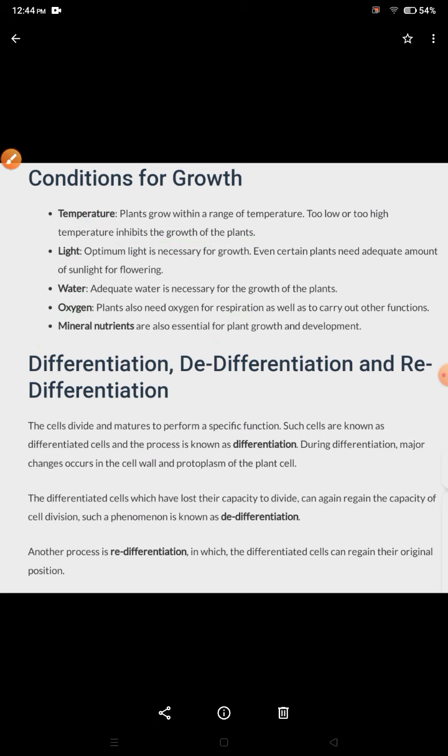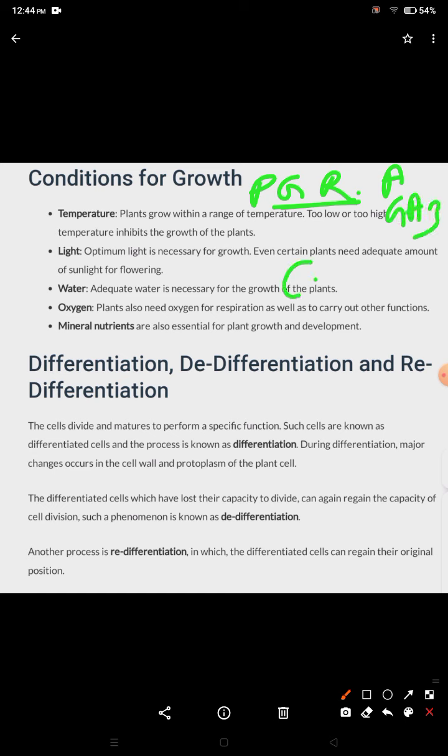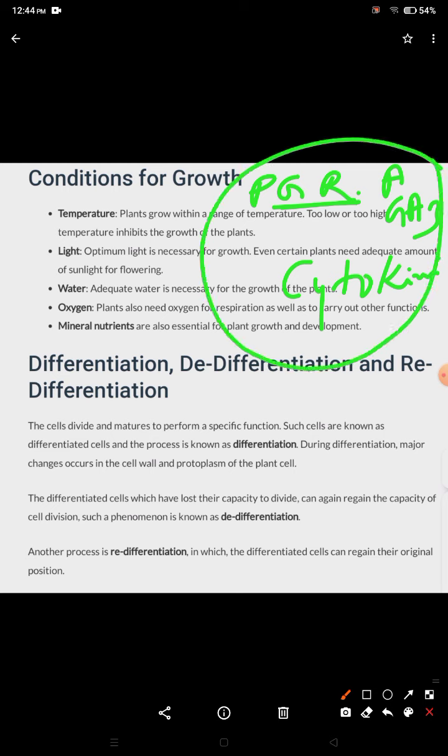Besides these, one more factor, that is plant growth regulators. Various plant hormones are present: auxin, gibberellin, cytokinin. All these plant growth hormones are essential for proper growth and development of the plant, which we will discuss in detail in our next video.